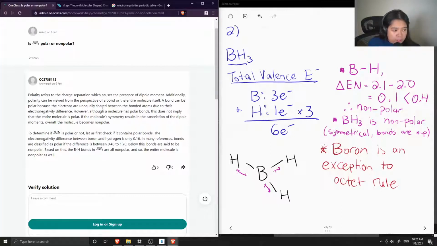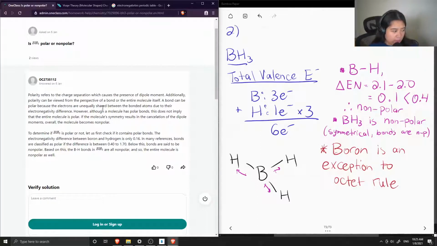If the molecule symmetry results in the cancellation of the dipole moments overall, the molecule becomes nonpolar. To determine if BH3 is polar or not, let us first check if it contains polar bonds. Electronegativity difference between boron and hydrogen is only 0.16. In many references, bonds are classified as polar if the difference is between 0.4 to 1.7.